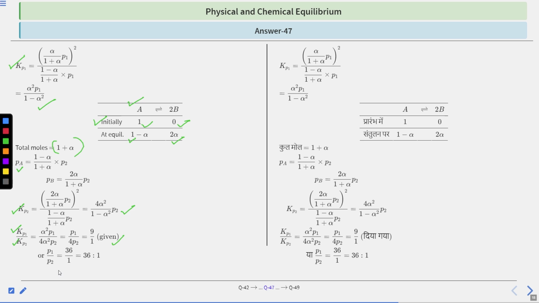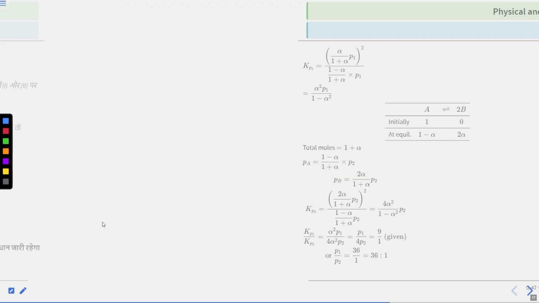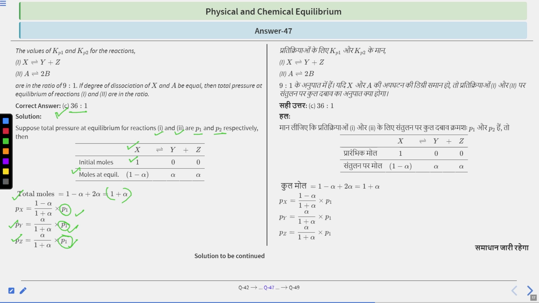Now the P1 by P2 ratio will be 36 divided by 1, because if we solve this equation, the 4 comes to the right hand side. So P1 by P2 will become 9 into 4, that is 36 divided by 1. So P1 divided by P2 will be 36:1, right? Our final answer will be 36 divided by 1. As we were asked for the P1 to P2 ratio, it will be 36:1, and hence option C is the correct one, that is 36:1.